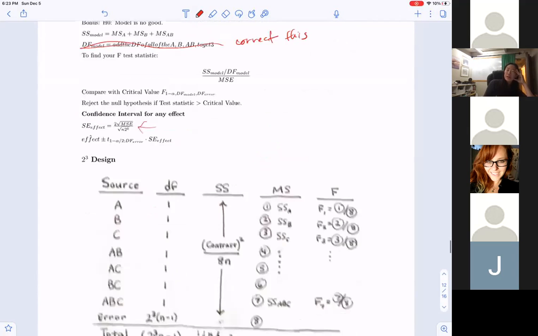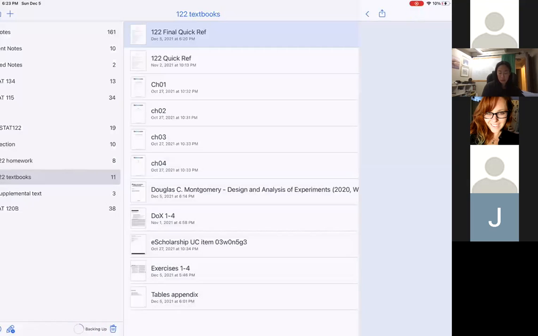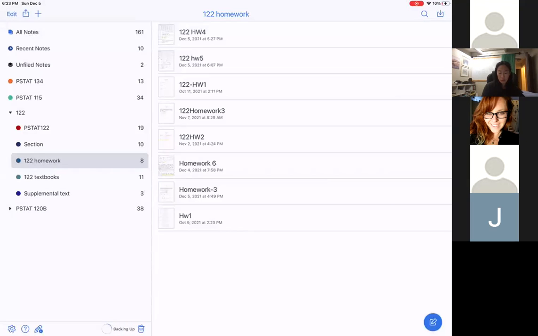But did you ever find your midterm? Nope. My study area is a little all over the place because it's small. Okay, it's all good, no problem. I'm getting there, so hopefully. Yeah, I'm going to look. Which homework was the one that had the pure error in it? Pure error. Let me see. Definitely not in homework 2. Oh, there's my midterm.